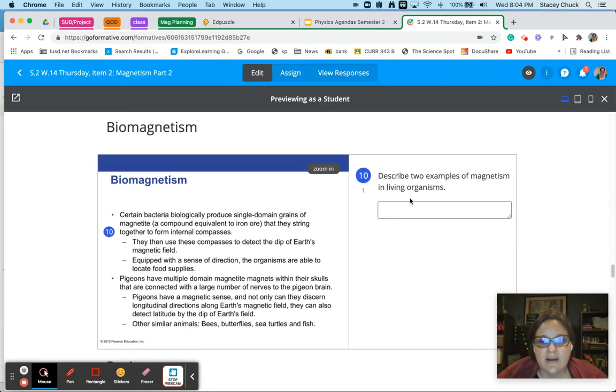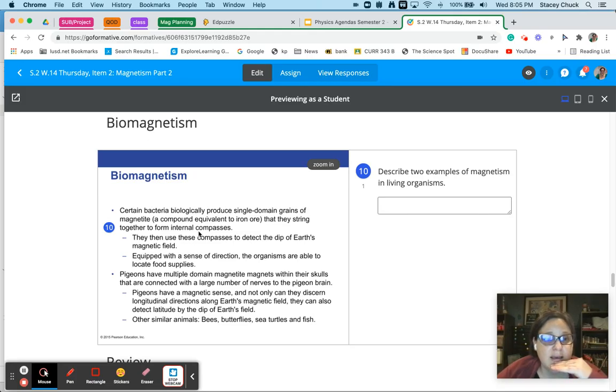All right, last topic we have here is biomagnetism. Biomagnetism is a type of magnetism that certain animals have, hence the bio. Certain bacteria have a mineral called magnetite, which is essentially iron ore, and it forms internal compasses. And because iron is magnetic, it will attract them towards those magnetic field lines, either away or from, and they can navigate like that.